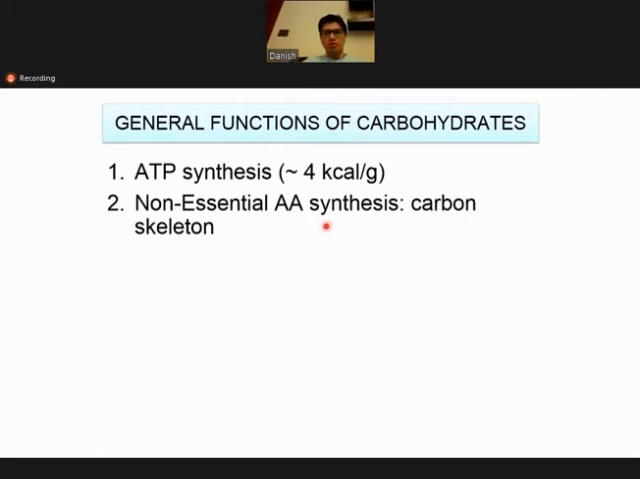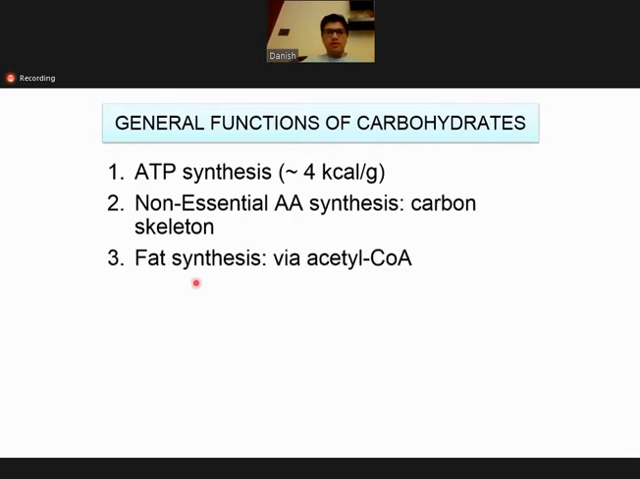So if you remove the amino group, what is left behind is a carbon skeleton. That carbon skeleton basically comes from the intermediate metabolites of glucose metabolism, that is, the metabolites of the TCA cycle and pyruvate itself. So they can easily be converted into amino acids by simply adding the amino group.